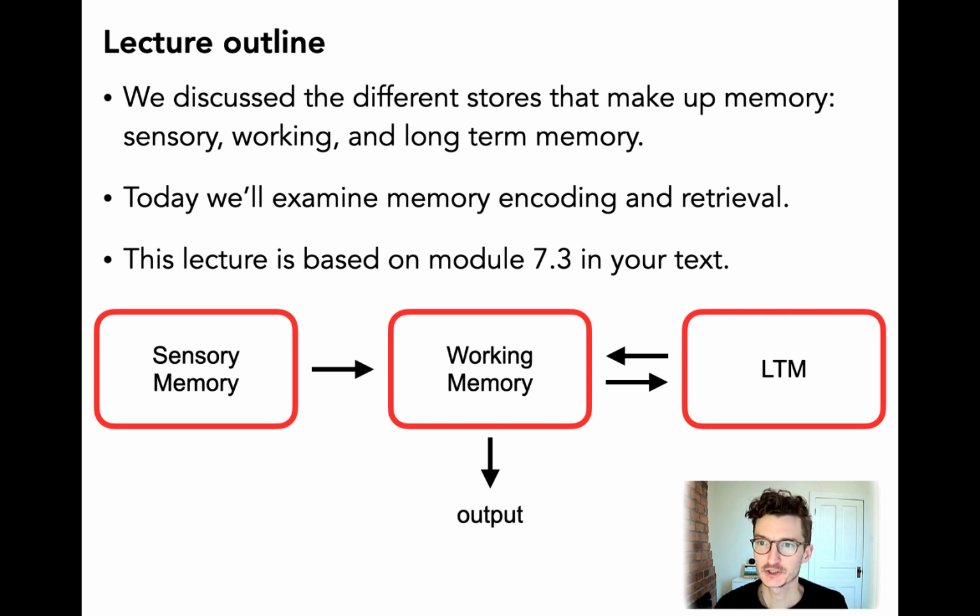So in the last two lectures, we discussed the different stores that make up human memory: sensory memory, short-term memory, and long-term memory. And we redefined short-term memory as working memory. If you recall, working memory consists of the phonological loop and the visual spatial sketchpad. Working memory is everything that we are conscious of, right? So right now, if you're conscious of my voice, and I hope you are, you're using working memory.